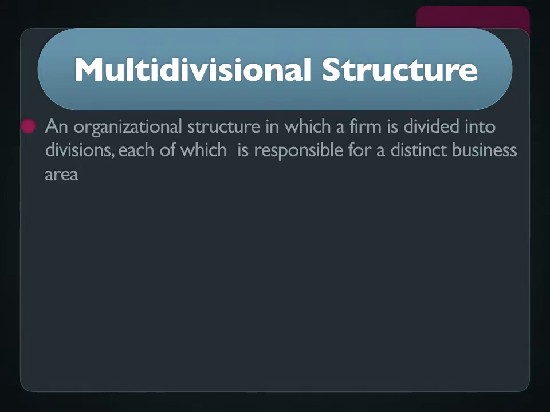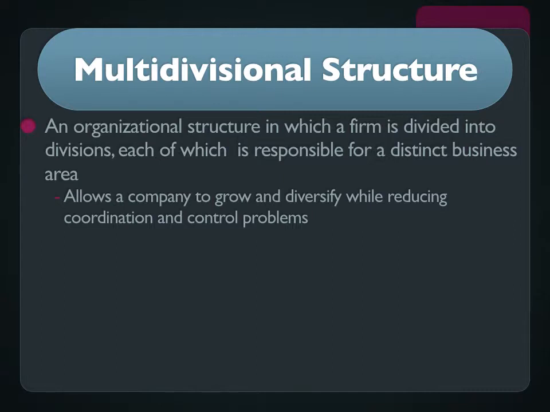However, as firms expand and divide into additional divisions, each responsible for a distinct business area, you may set up a structure in which a similar functional structure is set up for each of the divisions. So rather than having marketing for the entire organization, you have marketing for the airplane division, and a separate marketing department for the railroad division, et cetera, et cetera.